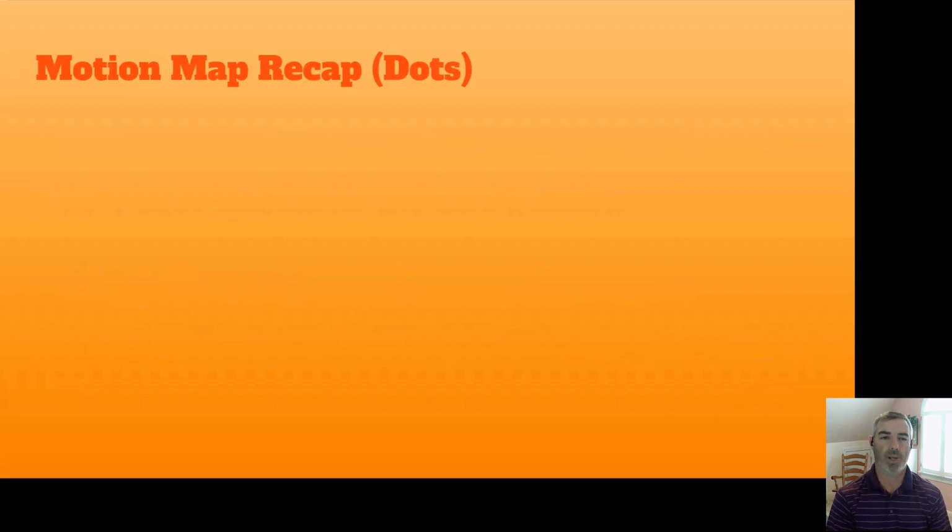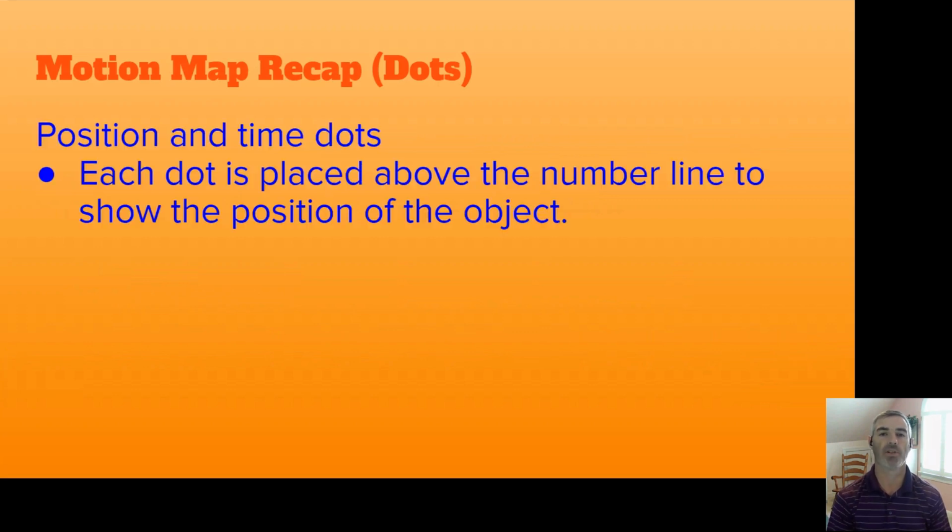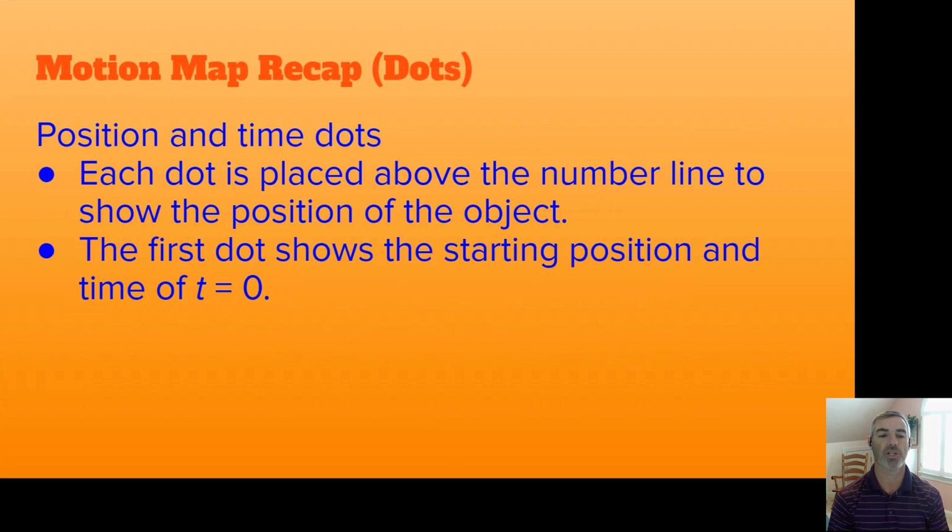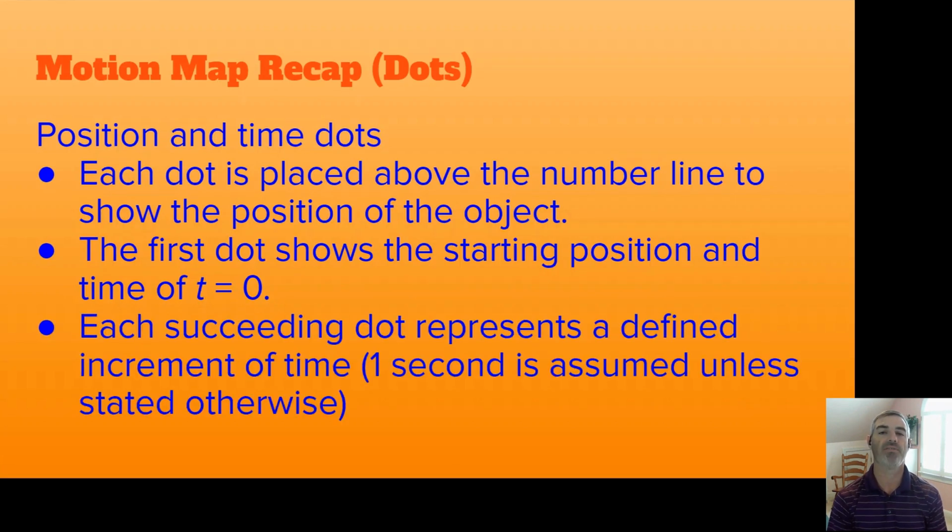So let's recap our motion maps. Let's look at the dots. So what do the dots represent? They're position and time dots. So each dot is placed above the number line to show the position of the object. The first dot shows the starting position and a time of 0. Then each succeeding dot represents a defined increment of time. 1 second is assumed unless stated otherwise.